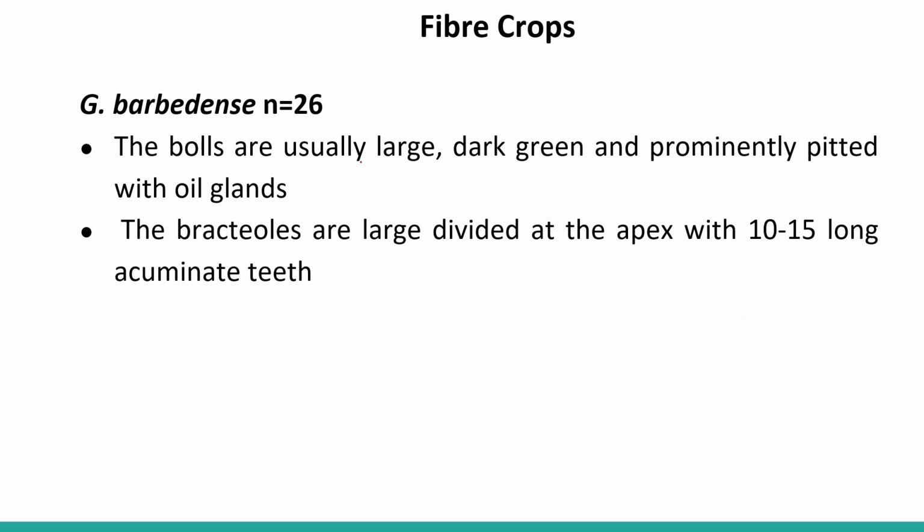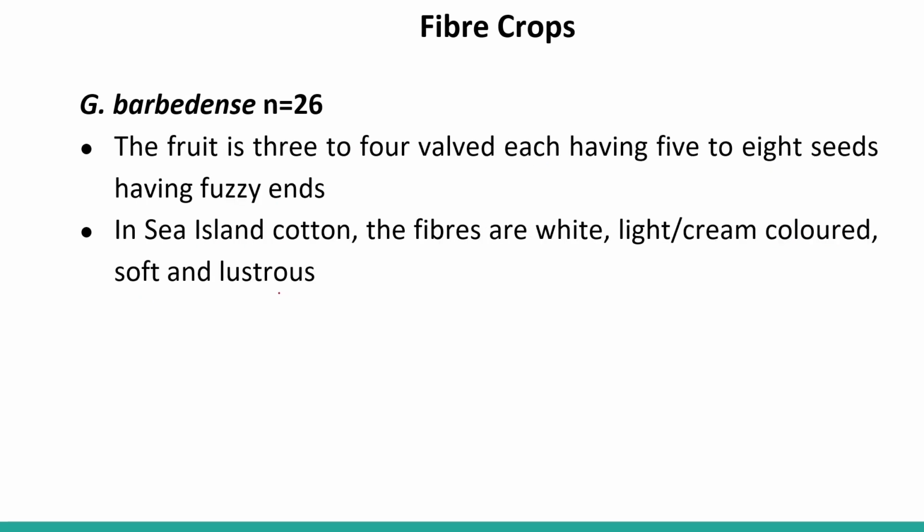The bolls are usually large, dark green, and prominently pitted with oil glands. The bracteoles are large, divided at the apex, with 10 to 15 long acuminate teeth. The fruit is 3 to 4 valved, each having 5 to 8 seeds with fuzzy ends.